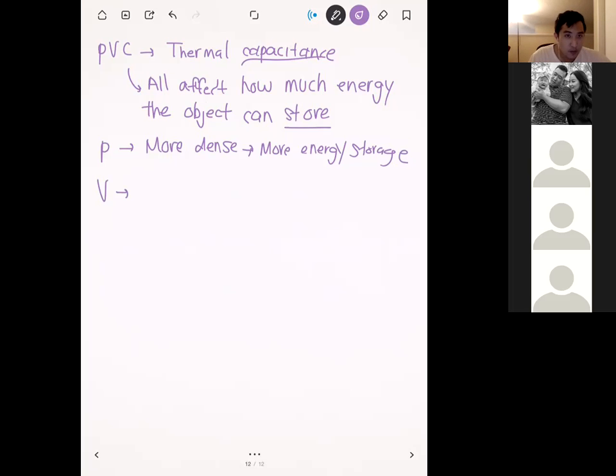Next, let's talk about the volume. If you increase the volume, this increases the amount of energy that it can store. This makes intuitive sense: if you have a bigger object, naturally it's going to store a lot more energy than a smaller one. Okay. And the last one we have here is the heat capacity. Just like the other two properties, if you increase the heat capacity, it can store more energy.